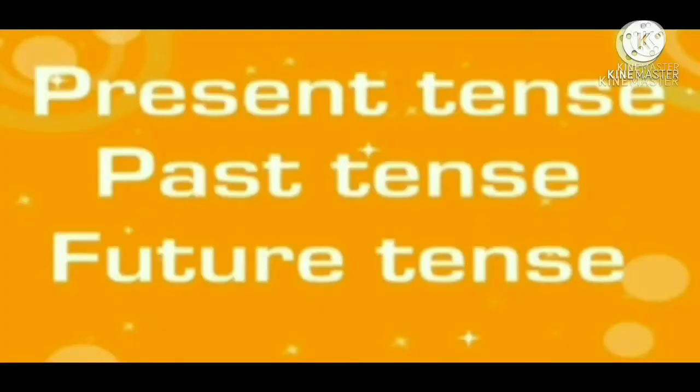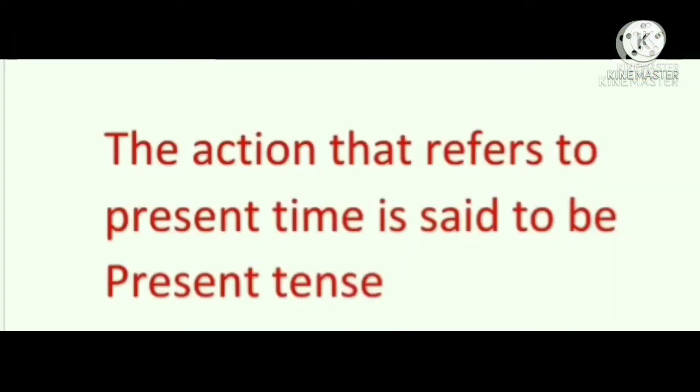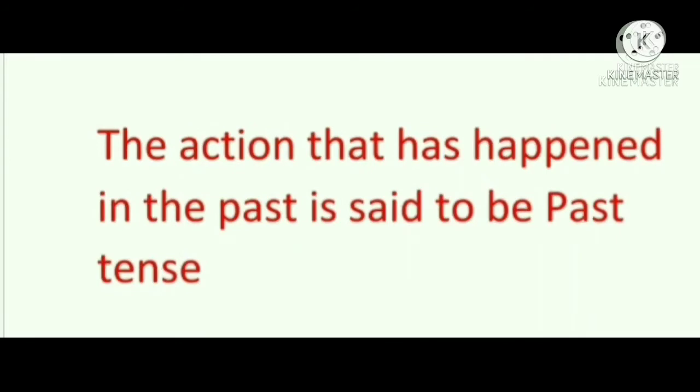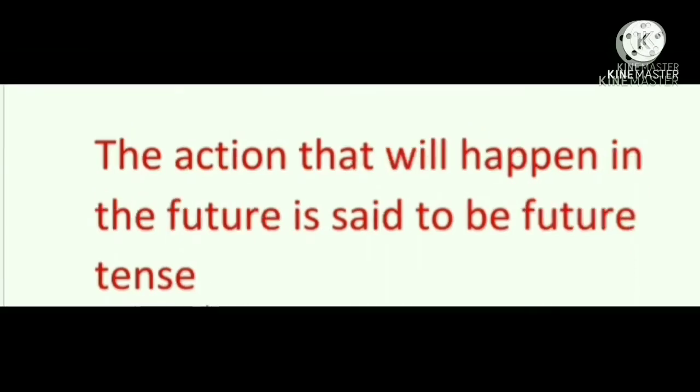There are three basic tenses in English language. They are present tense, past tense and future tense. The action that refers to present time is said to be present tense. The action that happened in the past is said to be past tense. The action that will happen in the future is said to be future tense.